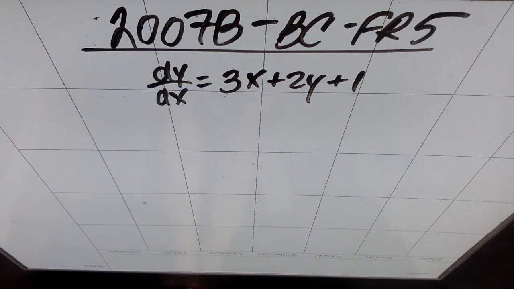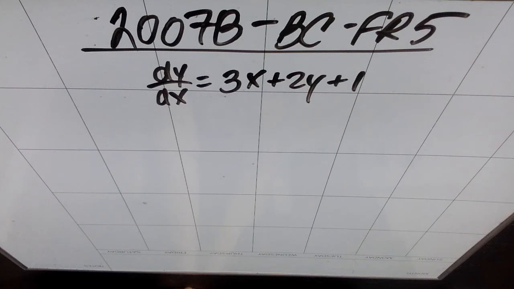BC for response 5. Consider the differential equation dy/dx equals 3x plus 2y plus 1. Timeout, pause. This is non-separable. The x's and y's are being added. They can't be factored into some kind of multiplication or division. So no matter what they ask you to do, they cannot possibly ask you to solve this diffy Q.